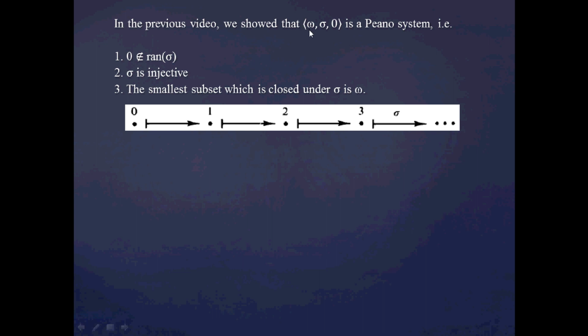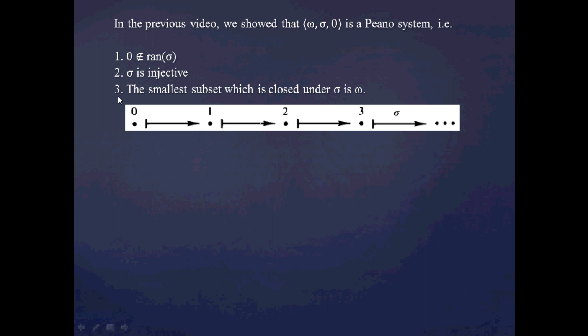Now, just as a quick review from the previous video, what we showed is that the ordered triple consisting of omega, the set of natural numbers, sigma, the successor function, and 0, which is just a starting element or a zero element, is a Peano system in the sense that it satisfies these three properties. First, that 0 isn't in the range of the successor function, meaning that there's no number that precedes 0. Secondly, that sigma is injective, meaning that when you have this system here, there's no way to get these arrows to somehow loop around to go to a previous number.